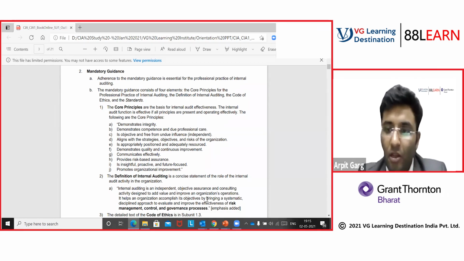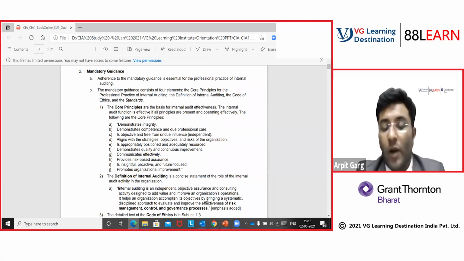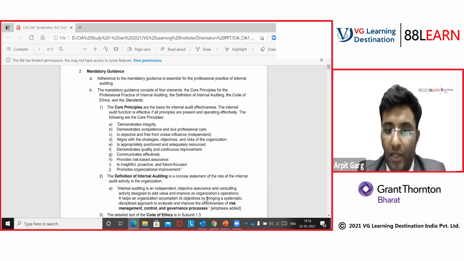Okay. So let's try and understand. One thing is internal auditing is an independent activity, which is unbiased. We should not be influenced by someone. Whatever we are trying to do, it should be independent. The internal audit activity has to be independent. Then we have to have objective assurance and consulting activity. There are 2 types of assignments that we do. One is assurance and the other is consulting. We'll understand that also.